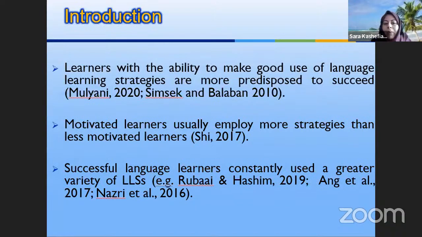Learners who have the ability to make good use of language learning strategies are more predisposed to succeed, according to Muliani 2020, Zimsek and Balban 2010. Motivated learners usually employ more strategies than less motivated ones, and their choices of strategies are heavily influenced by their purpose of learning and language. And this point has also been underlined by Shi 2017. Successful language learners constantly use a greater variation of language learning strategies, as pointed out by Rubai and Hashim 2019, Ang et al. 2017, Nasri et al. 2016.